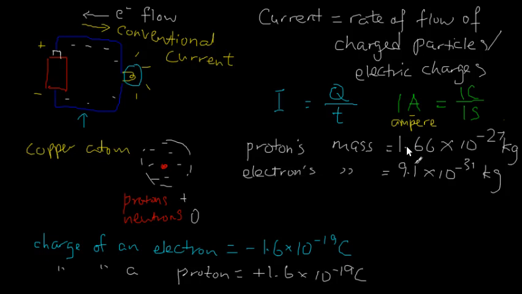I've talked about how current is related to charge. In particular, I've talked about how 1 ampere is equal to 1 coulomb over 1 second. Now, I want to talk about the definitions of a coulomb and an ampere. Let's think about this based on this relation.